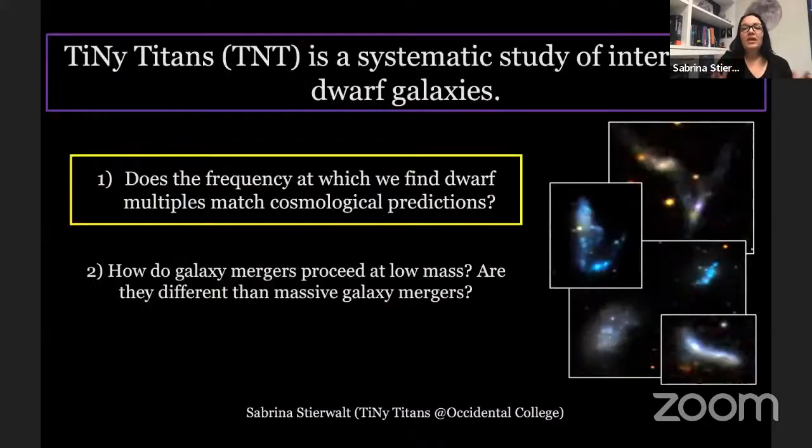So we're trying to do a lot with Tiny Titans. It's so rich for science. There's a lot of questions that we can address, and I just want to highlight a couple here for you today. The first is we asked, does the frequency at which we find dwarf multiples match cosmological predictions? Because Tiny Titans is systematically selected, meaning it's not just a few scattered examples, not only can we say we see this happening in dwarf mergers, we can tell you how often it happens because we have this systematic sample. And so that's what we tried to do.